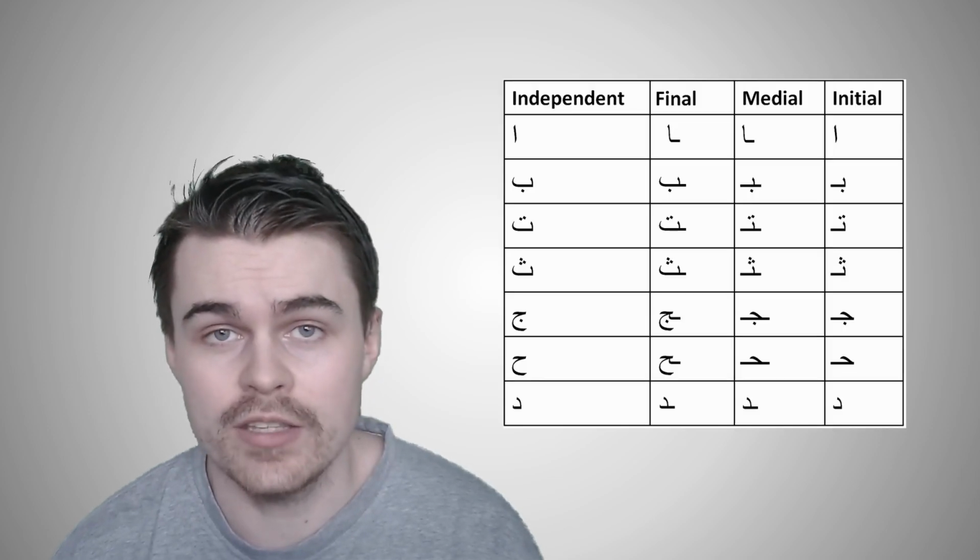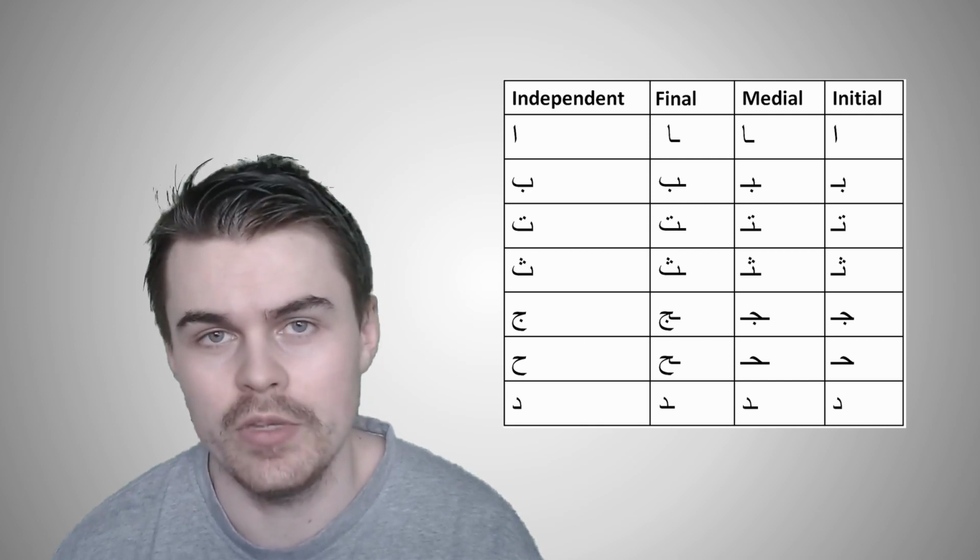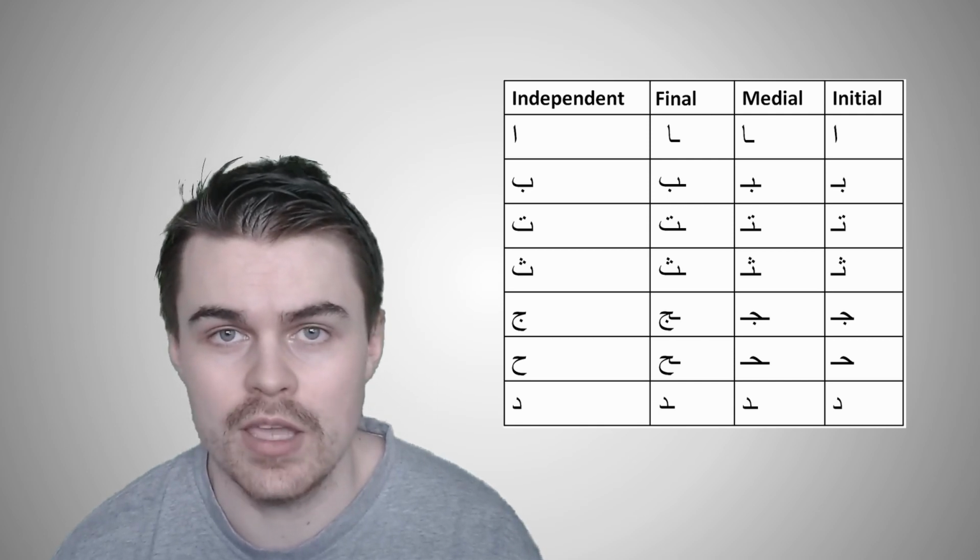One aspect of the Arabic alphabet that makes it slightly more challenging is the fact that letters will change how they look depending on the position of the word. For example, this table shows how letters will change depending on their position. Initial means the start, medial means the middle, and final means the end of the word. So you have to learn to recognize each symbol in different forms.